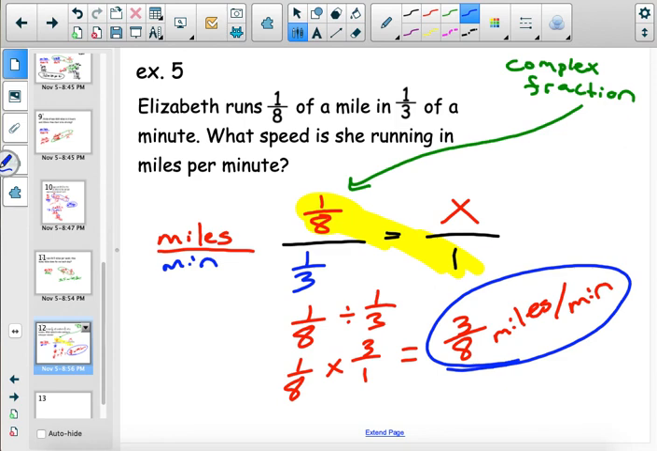If you change it to a decimal, that would be 0.375 miles per minute. Are you allowed to change it into a decimal? Yes. At the last one. Are we done with our notebooks? Can I pass them out?